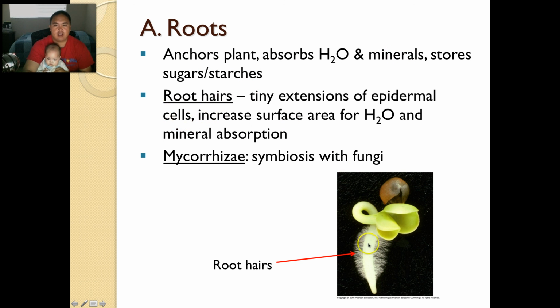Roots usually have these hairs, so you can see a picture of these root hairs right here, and they're tiny extensions of the epidermal cells, and they increase the surface area. Remember we talked about for the cells how we want a high surface area? Well, this one increases the surface area like the folds, so we can get more water and more minerals.